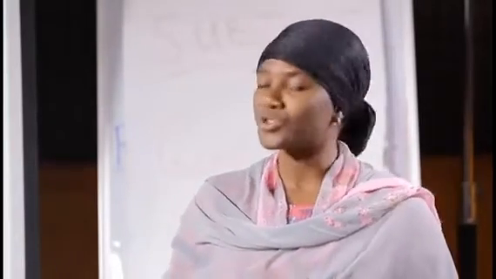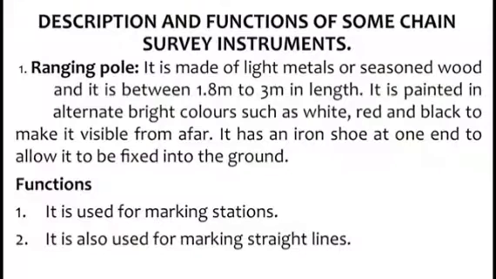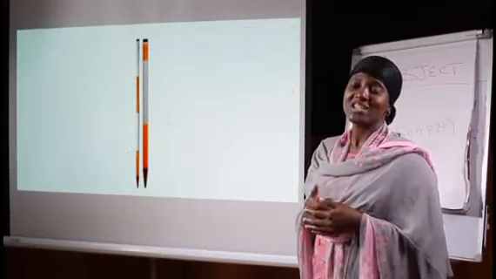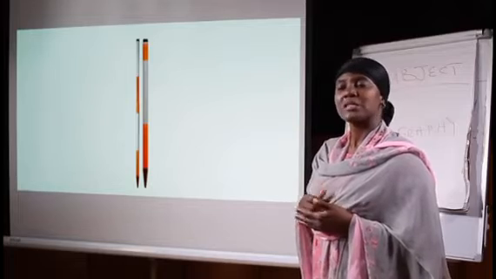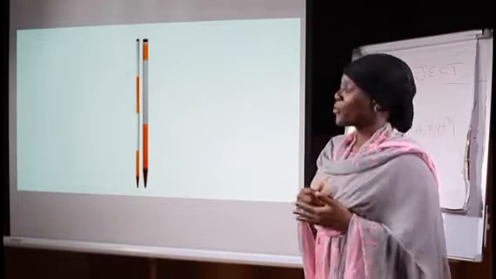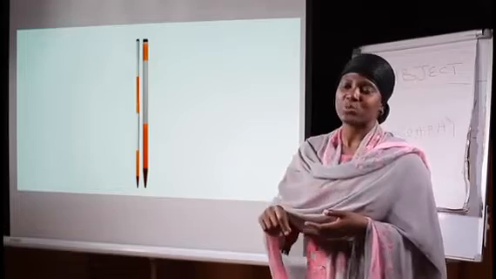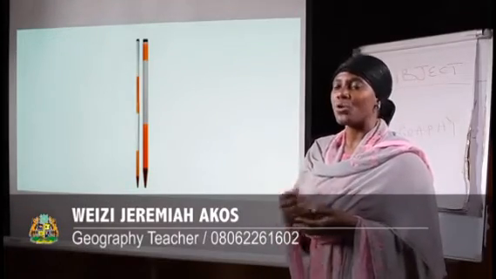However, let's look at the functions of the ranging pole. We have 2 main functions. 1, it is used for marking stations. 2, it is also used for marking straight lines. Remember, we said chain surveying are linear measurements and they are measurements of distance. When we say stations, we're referring to points. We'll talk about stations as we continue with our lesson.